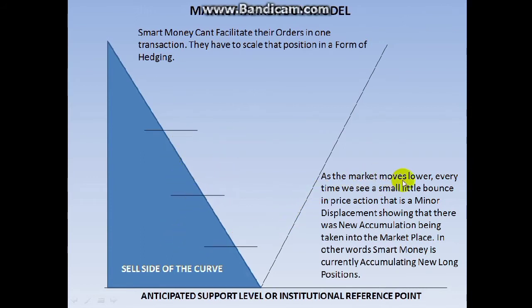Okay, so as the market moves lower, every time we see a little bounce in price action, that is a minor displacement, showing that there was new accumulation being taken into the marketplace. Okay, so in other words, smart money is currently accumulating new long positions.